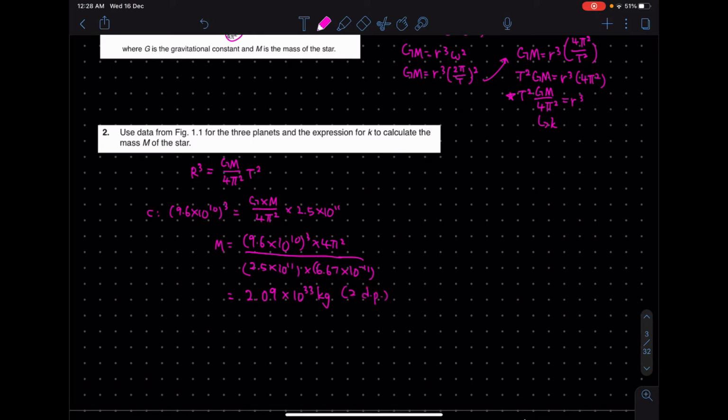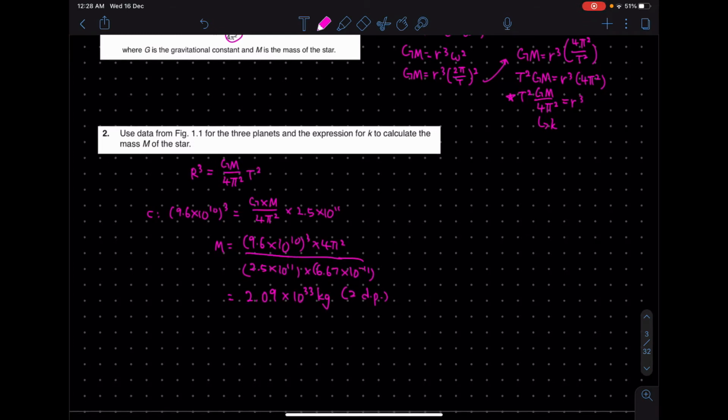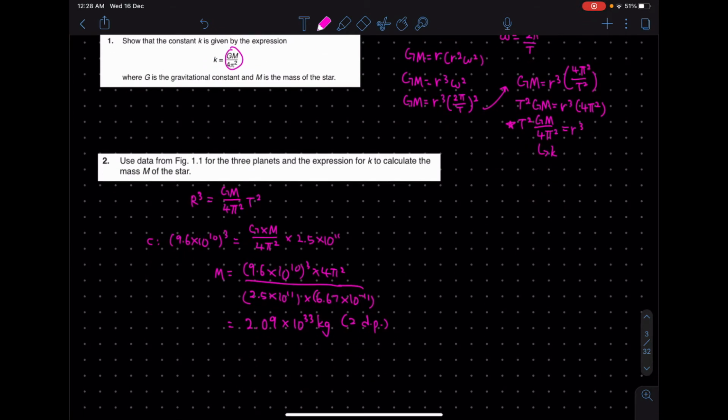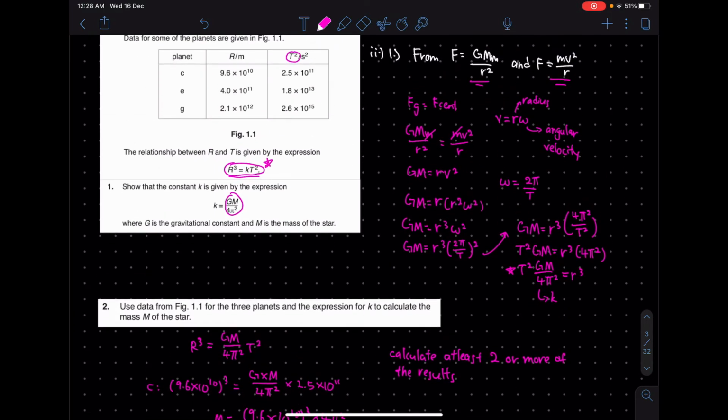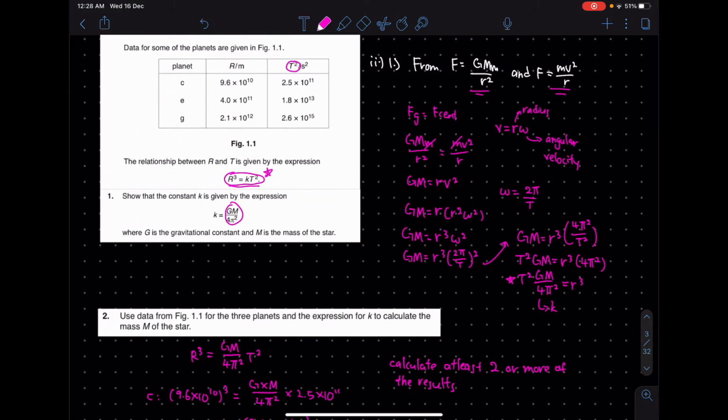Okay, now I'll not calculate the remaining ones, but do take note that for these types of questions you should always calculate at least 2 or more of the results. Now this is because we need to verify the answer. To further verify the answer, we should make more than one calculation to show that the answers are consistent.